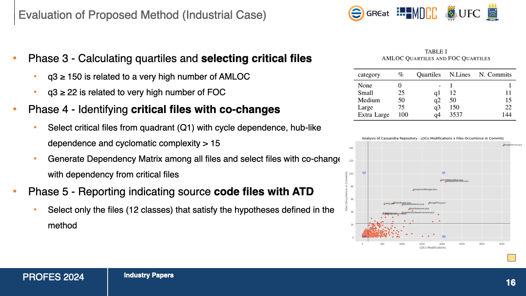In phase 4, we identify critical files with code change using cyclomatic complexity more than 50 and generate a dependence matrix among all files, and select files with code change with dependent critical files. Finally, in the last phase, we report, indicating source code files with ATD. As we can see in this graphic, we select only the 12 classes that satisfy the hypothesis defined in the method.